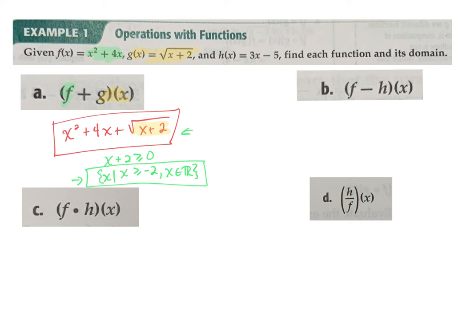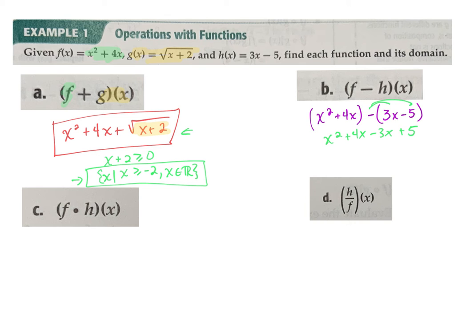Okay, look at the minus. They want f minus h. So we're going to go f, that's x squared plus 4x, and we are going to subtract h, which is 3x minus 5. This is subtraction. The biggest deal here is to worry about your negatives. So distribute that negative. We have x squared plus 4x minus 3x plus 5.